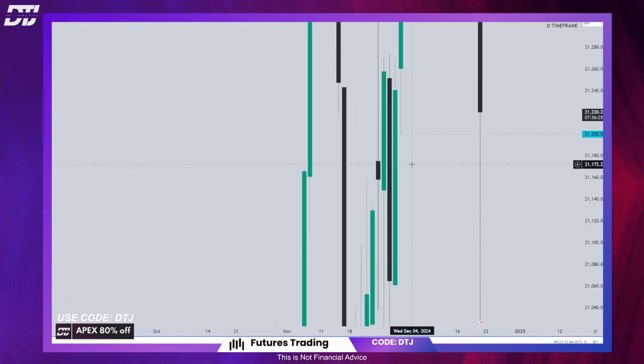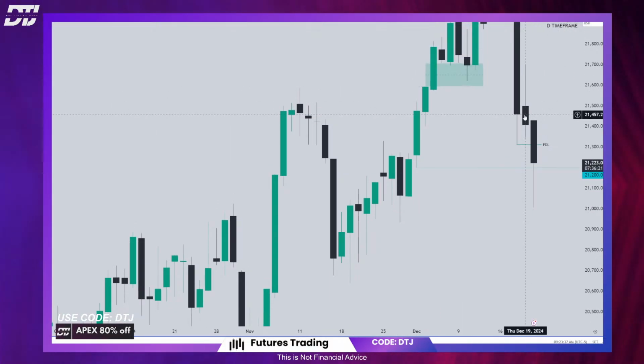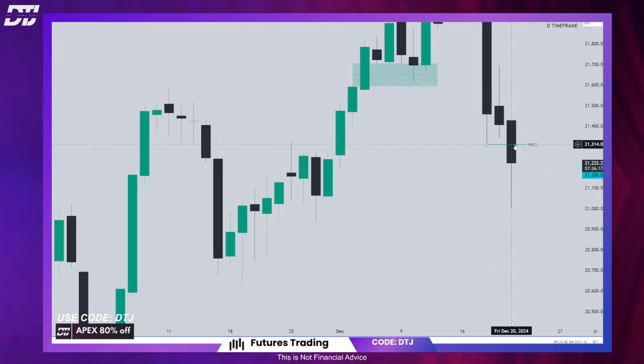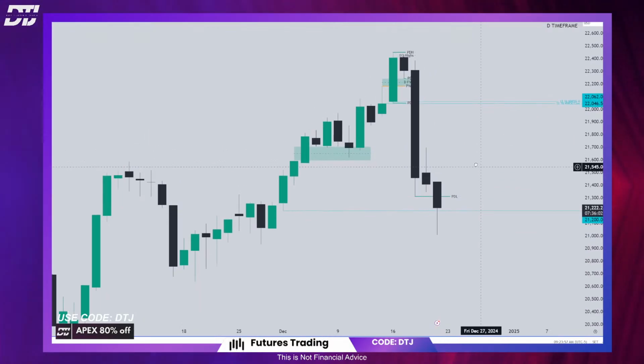Let's jump out to the daily time frame here. Look where we ran. So here's yesterday's price action. Here's today's price action. We ran the low in the Asia session. We have some low resistance liquidities sitting over here. I'm not sure if we're going to run that or not, considering we've had a big sell-off.